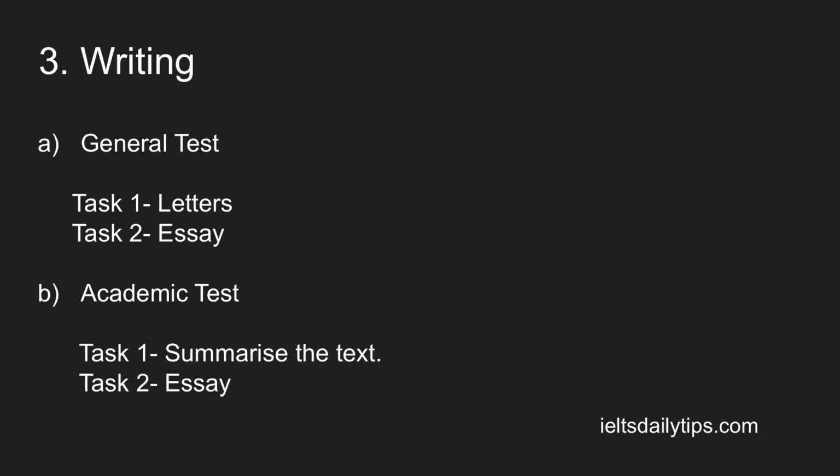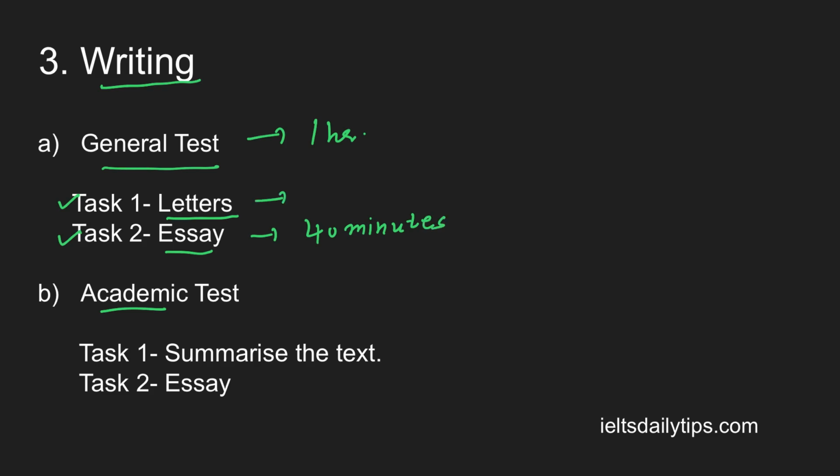So, now let's come to the third module, that is the writing part. The writing test is different for the general IELTS and the academic IELTS. In case of general test, you will be getting two tasks, task 1 and task 2. In the task 1, you have to write the letter, and in the task 2, you will get the essay. Now, the general test is for 1 hour, and it is recommended that you spend 40 minutes on task 2 and 20 minutes on task 1 because task 2 carry more marks.